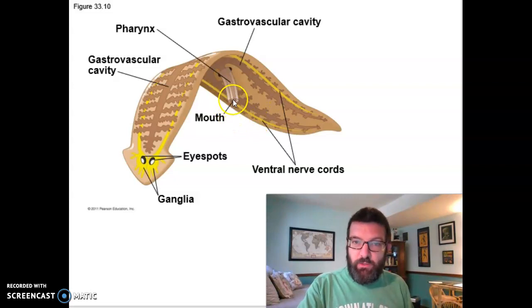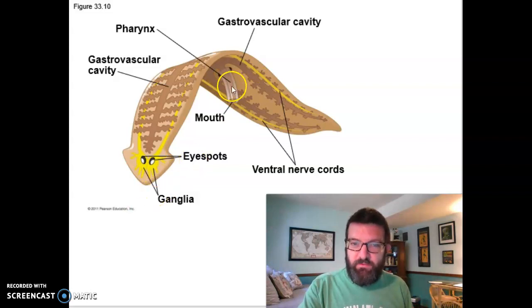They also have a single mouth, no anus, so this is just in and out the same hole. And then they have this digestive cavity, this gastrovascular cavity with lots of offshoots and wiggles to increase surface area so that all the cells on the inside of this planarian can get food and also oxygen.